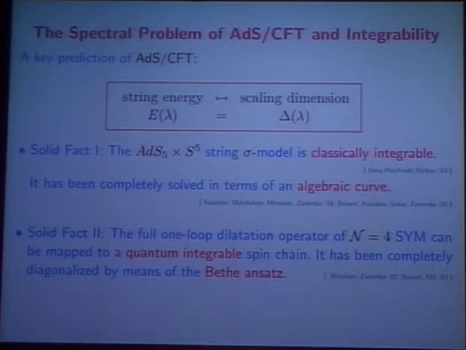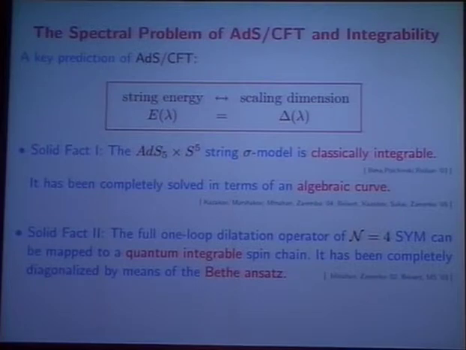The solid fact number one is that it can be shown that this AdS5 × S5 string sigma model, including the fermions, that's the important thing, is classically integrable. That was shown by Bena, Polchinski, and Roiban. And then a little later, the classical model was actually completely solved by Kazakov et al.